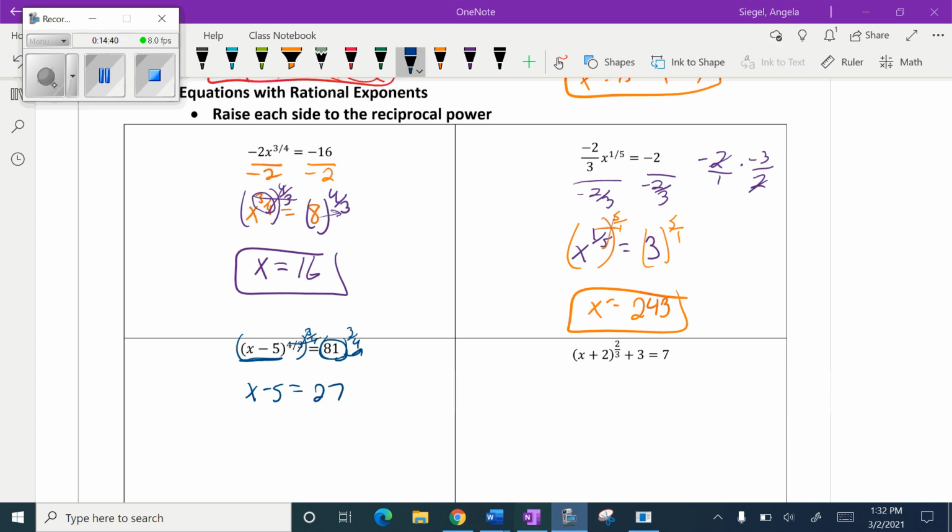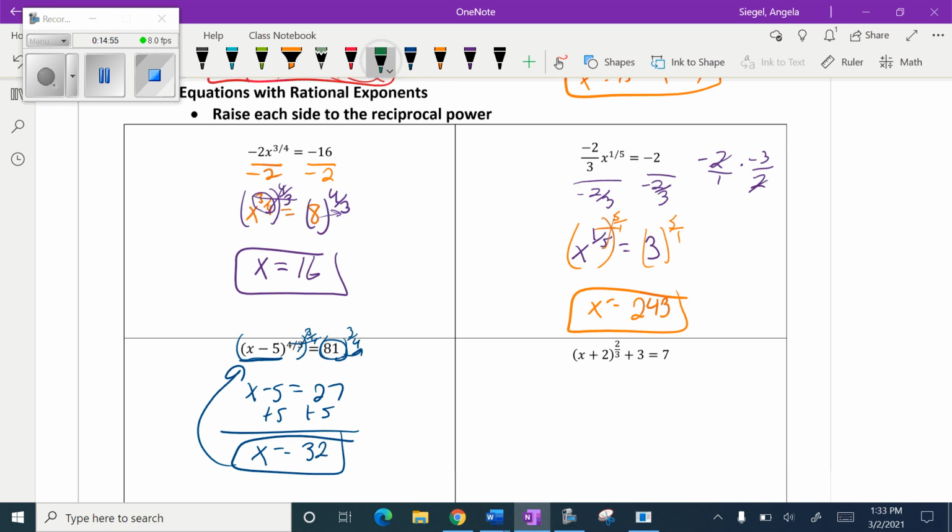And let's go ahead and add 5 to both sides. So I get x equals 32. So again, don't forget to check these. I just checked 32 and it works perfectly.